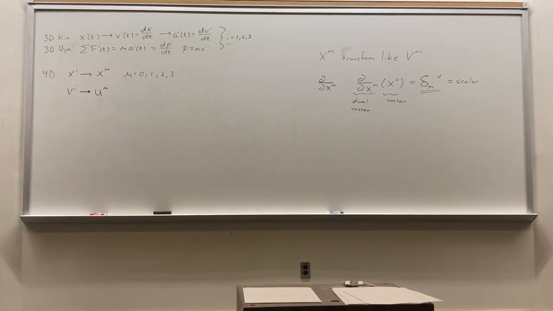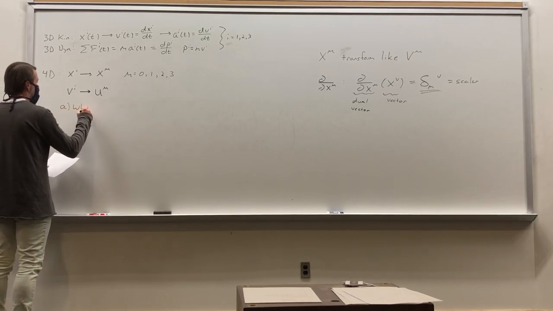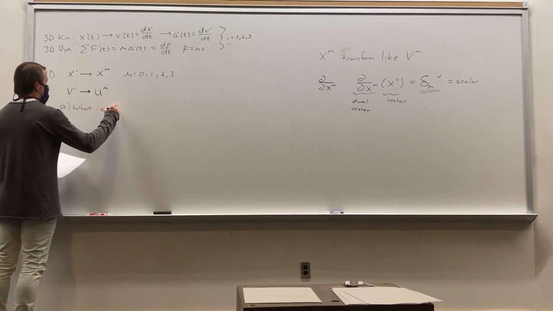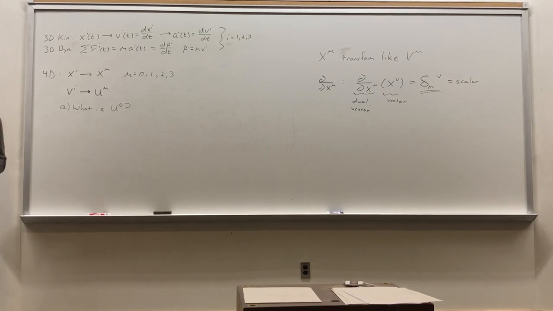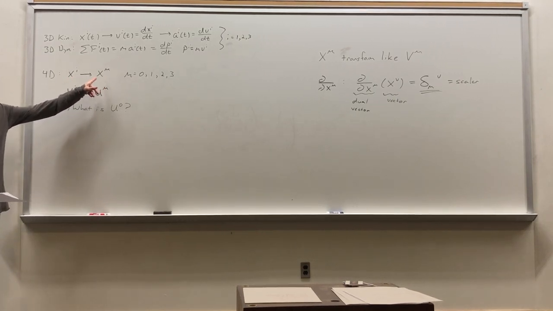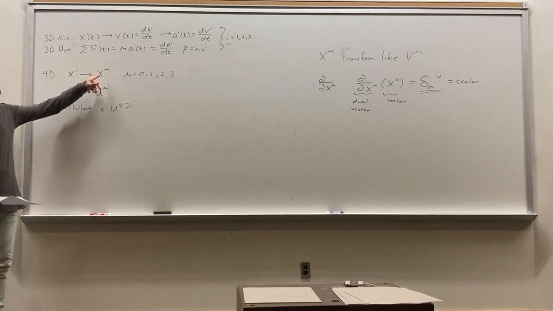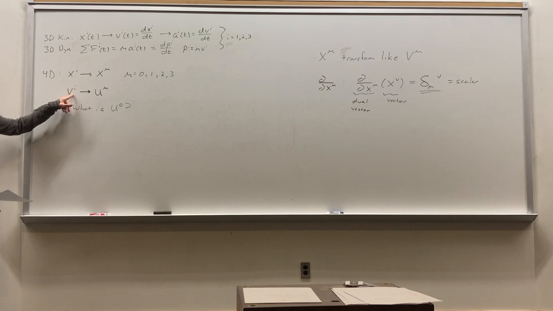v_i goes to U^mu. Two questions. What is U^0? I mean, it's obvious what x_i to x^mu became, because we took the three x, y, z, we added on t and got t, x, y, z. What do we do with v_x, v_y, v_z?